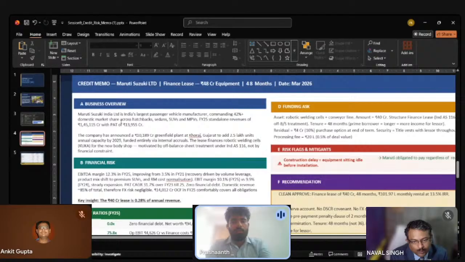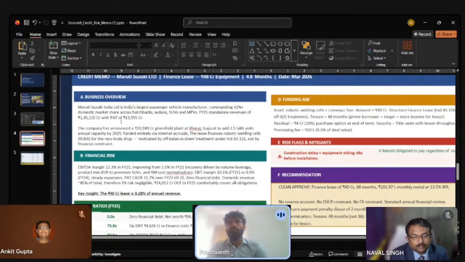So, given their strong presence in hatchback sedans and slowly in SUVs as well, we noticed that their XYZ Capital intention is to add 2.5 lakh additional units to their existing output, and that has to be done by 2029.